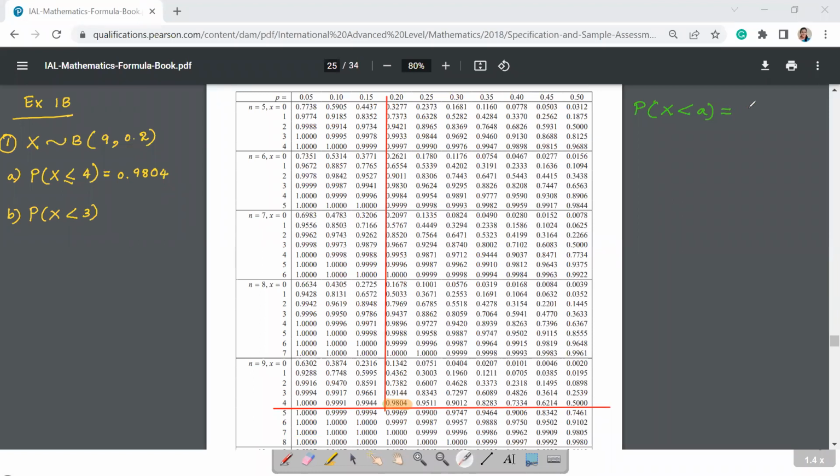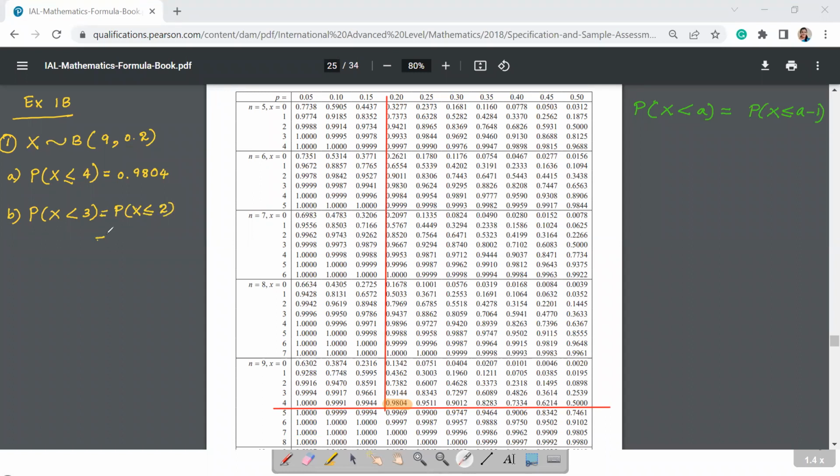It's equal to 1 minus, sorry, not 1 minus. We don't need to go for 1 minus. Probability X less than A is equal to probability X is less than or equal to A minus 1, right? Guys, do you agree? So if you want to find the probability X is less than 3, that's equal to probability X is less than or equal to 3 minus 1, which is 2.